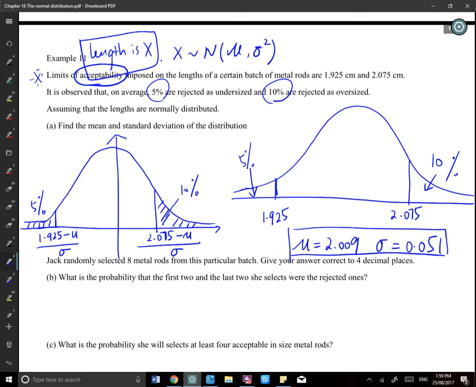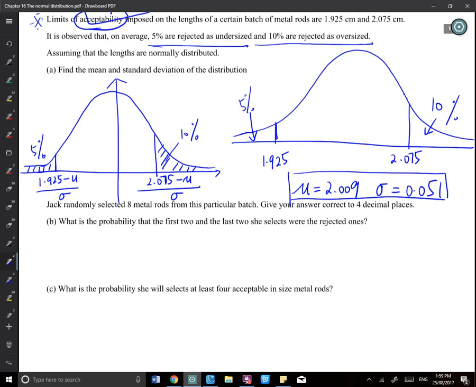And under or over size are all rejected. Okay, it says here, can you see? 5% are rejected as undersized and 10% are rejected as oversized. So what's the probability of being rejected? 15%, yes. Okay, it can't be too long or too short. It must be in between that range. Okay, so 15% is the reject rate.